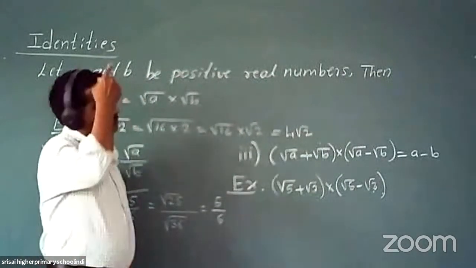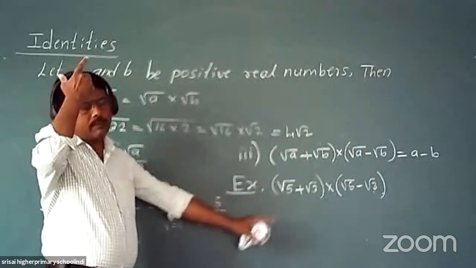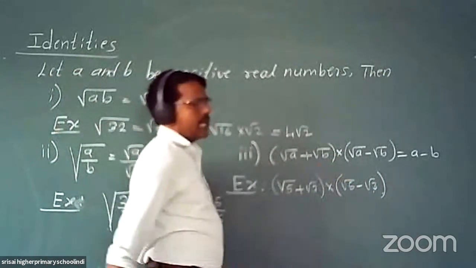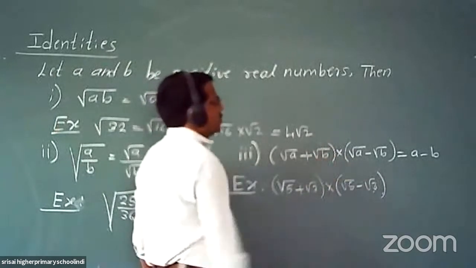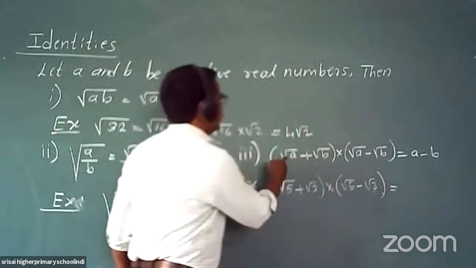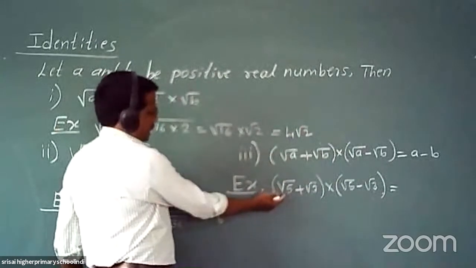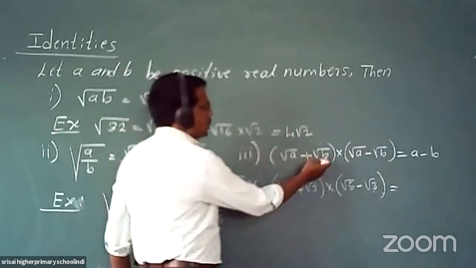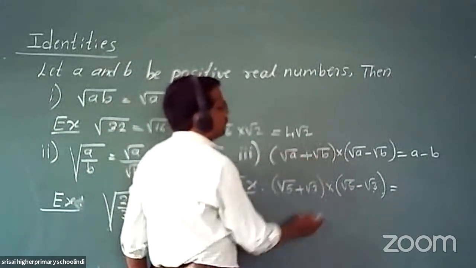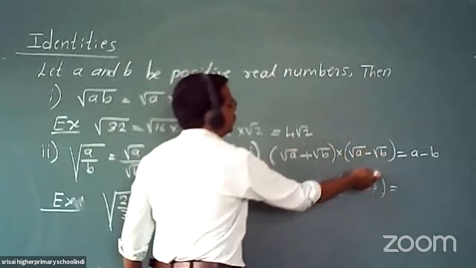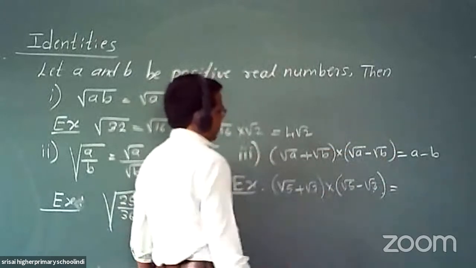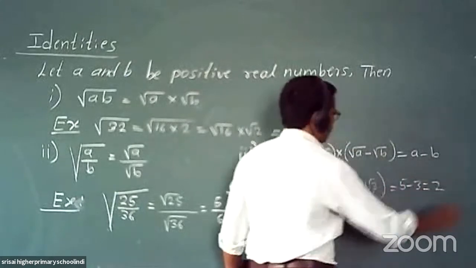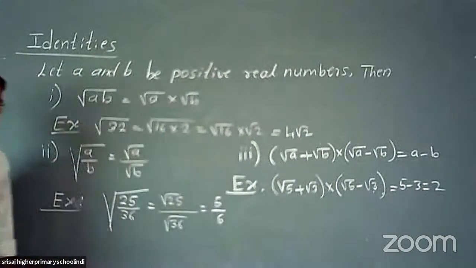If it is to be simplified, you can multiply also. Later some of these steps will cancel. Directly you can use the identity. You should check: square root of a, yes, square root of 5. A value is 5. Square root of b, b value is 3. Directly you can write a minus b. A is 5, b is 3. So 5 minus 3, answer is 2. Write this.